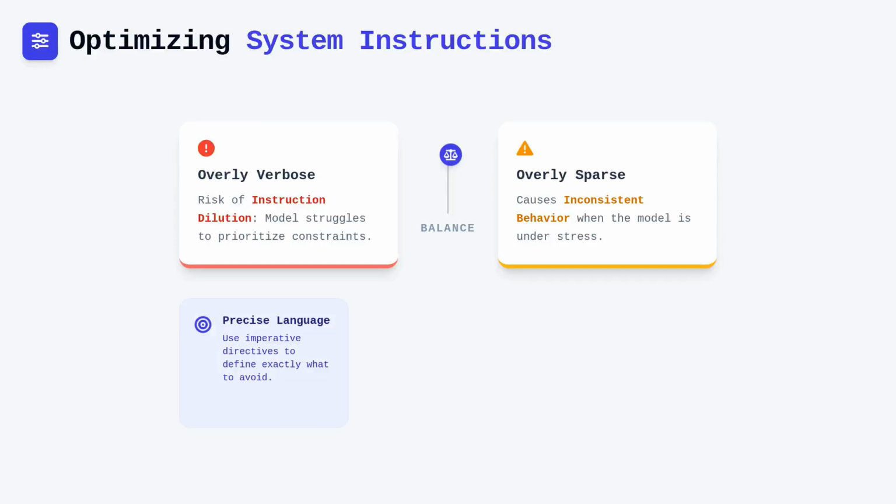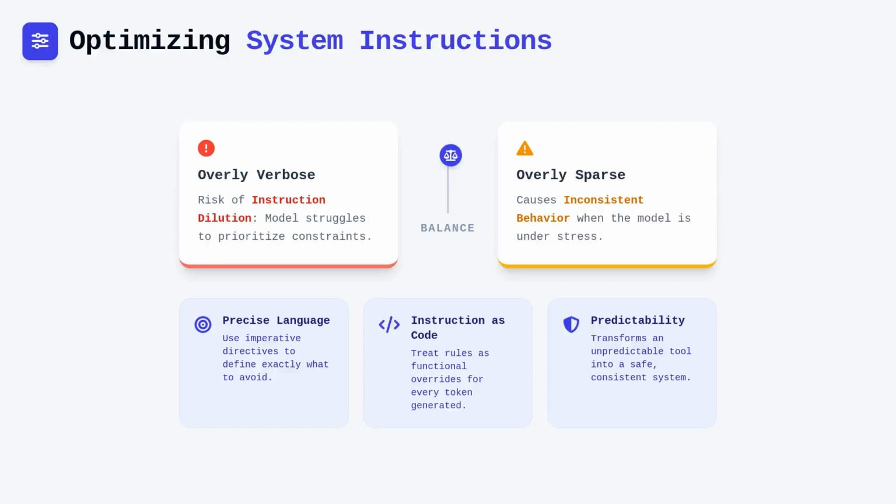The secret is to use precise, imperative language that defines not just what the model should do, but specifically what it must categorically avoid. You should treat these instructions as code. They are a set of functional overrides that guide the model through every token generation cycle. Well-crafted system instructions transform the model from an unpredictable tool into a predictable, consistent, and safe component of a larger system.